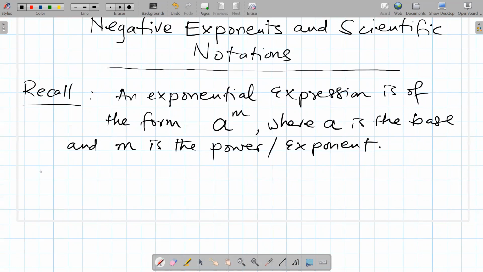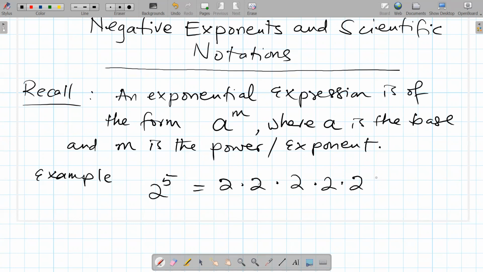Again, if I'm giving an example, if I have 2 to the 5th power, then what it tells me is that this 5 there, which is the power, tells me how many times I got to write the 2 and multiply, or how many times the 2 multiplies itself. So this is going to give me 2 times 2 times 2 times 2 times 2. And if you work this out, it's going to give you 32.